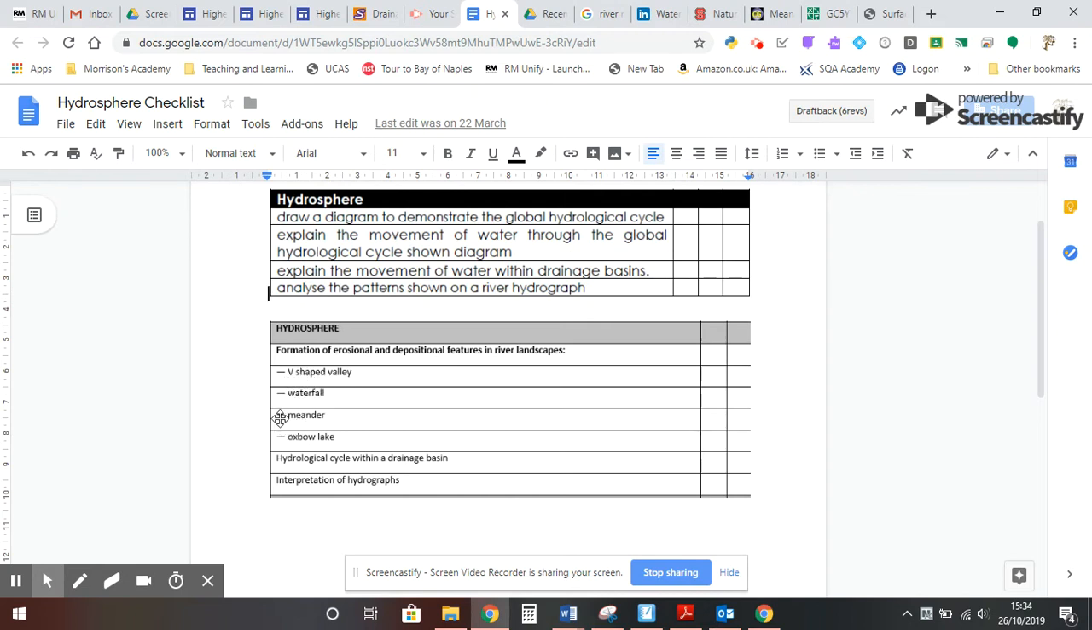My suggestion would be that after you've watched this video on the meander and maybe made some notes, you then go straight onto the Oxbow Lake, because there is a strong connection between an answer you write for the meander and the Oxbow Lake.